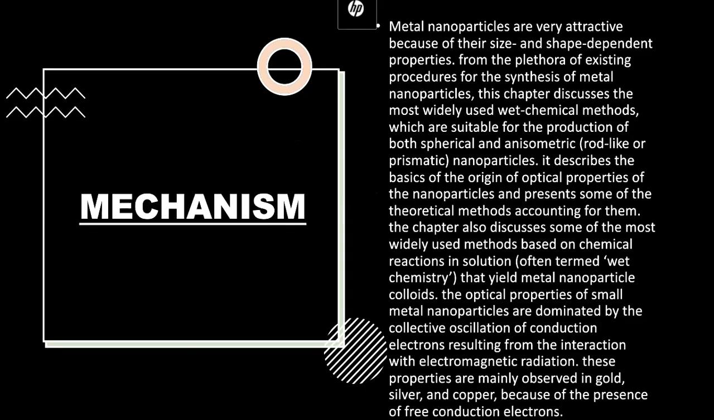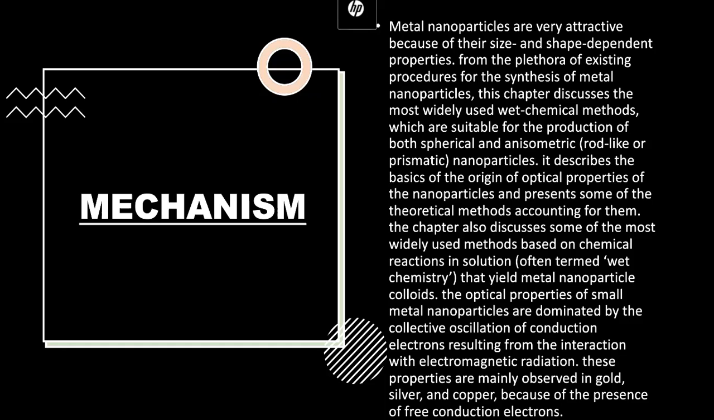This is the mechanism of plasmons. Plasmons have revealed new features of electron dephasing and relaxation, and plasmon-phonon interactions that determine plasmon resonance quality and nature. So the metal nanoparticles are very attractive because of their size and shape-dependent properties.